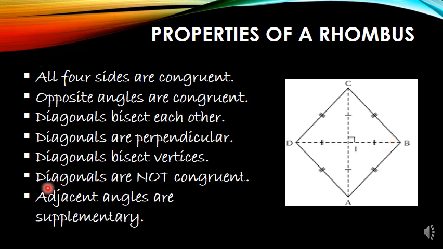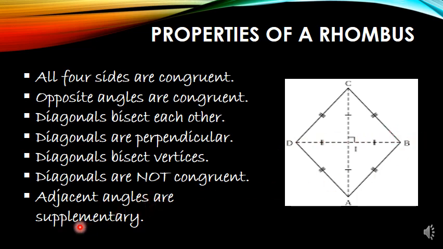And the next one is very important. Diagonals are not congruent. Congruent means equal. So the diagonals are not always equal. They may be equal, may not be equal, but you cannot tell generally that they are equal. So the diagonals, that is CA and BD, are not always equal.